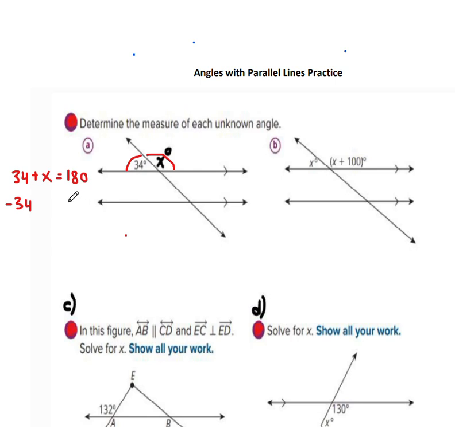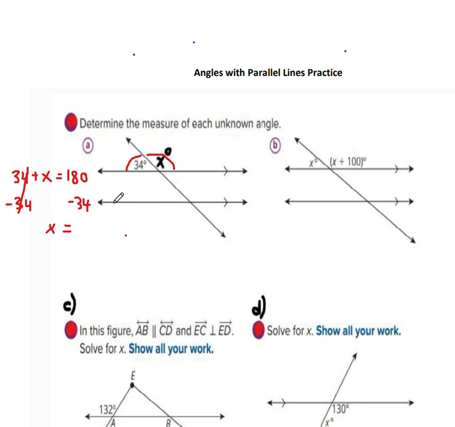And what we do to one side of an equation, we'll do to the other side as well. So I'll minus 34 from both sides of the equation. The aim here is to get x on its own. This will be gone, and I'm left with x equal 180 take away 34. And that will give us our answer, 180 take away 34.